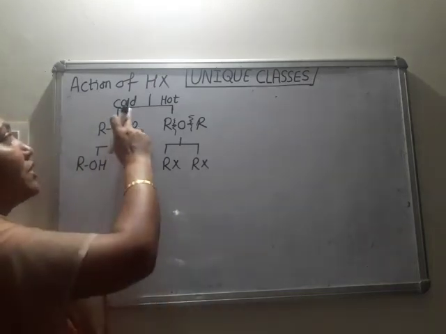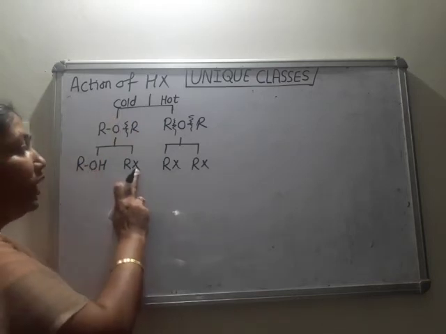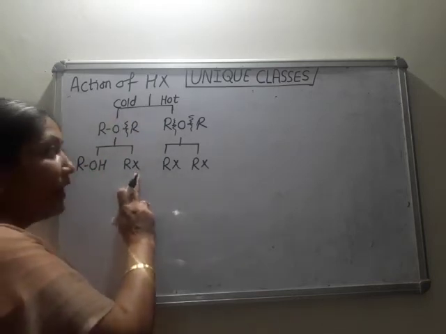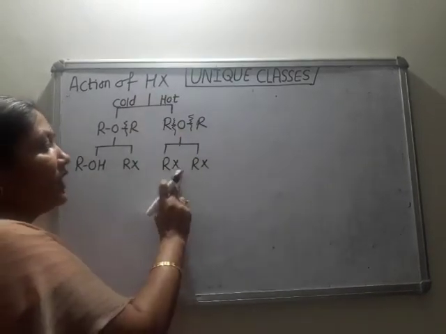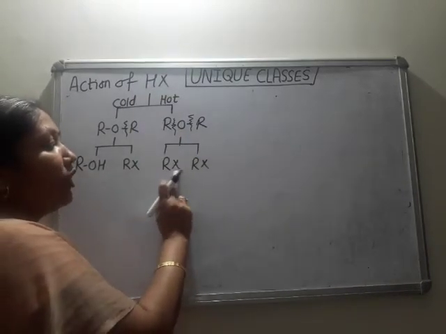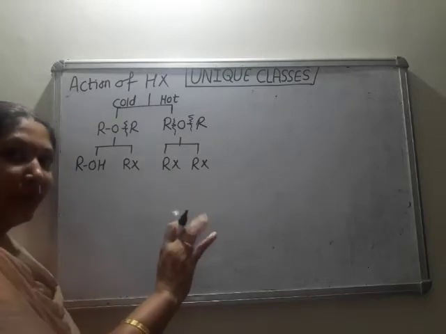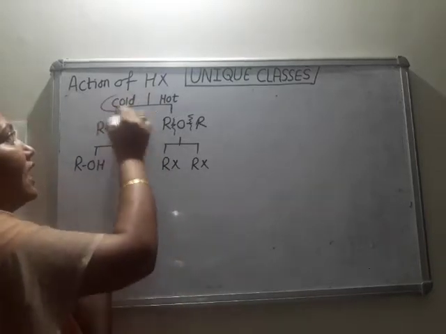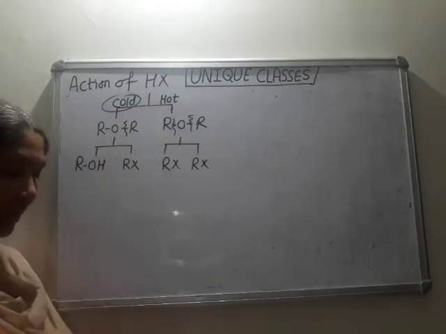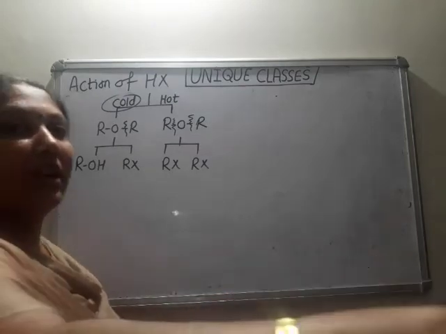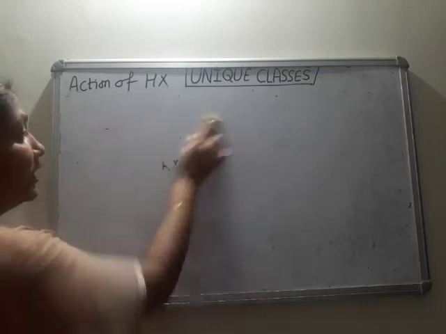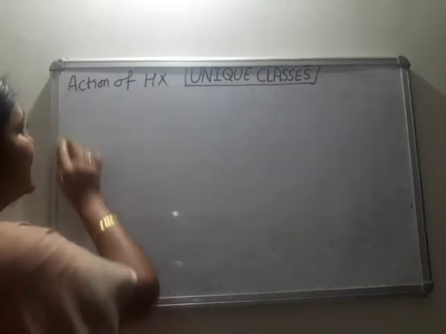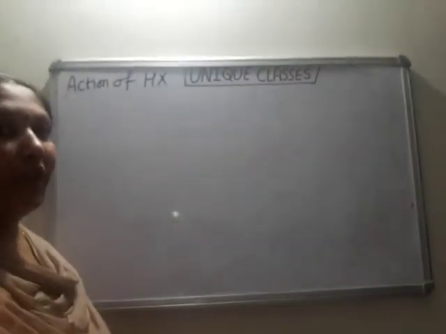So ether plus cold HI, we get alcohol and alkyl halide. Ether plus hot HX or HI, we get two molecules of alkyl halide. So first we will discuss action of cold HI. What happens if the acid used, HX, is cold? What's the product?